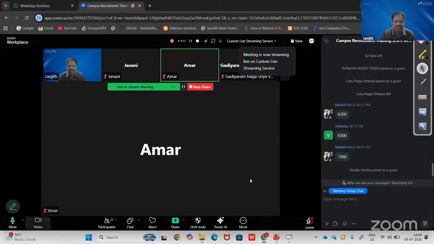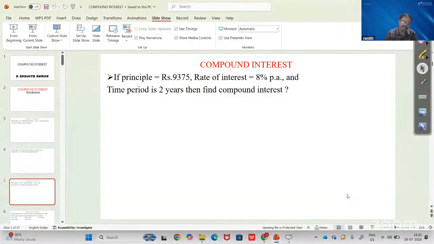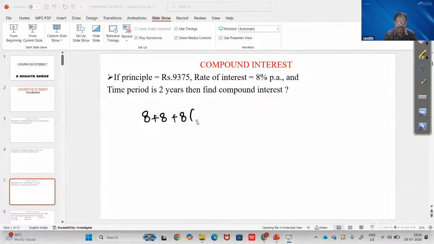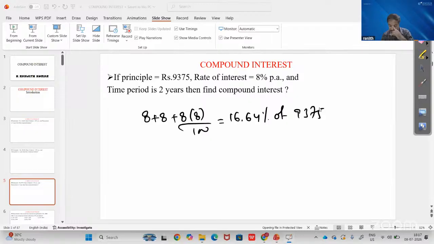So the answer is 1560. But by using net effective rate, we need to do some calculations here. So what is the other method to find out? Net effective rate will be equal to 8 plus 8 plus 8 into 8 by 100, which equals 16.64% of 9375. So by using this formula, that is net effective rate, we need to do some calculation here.